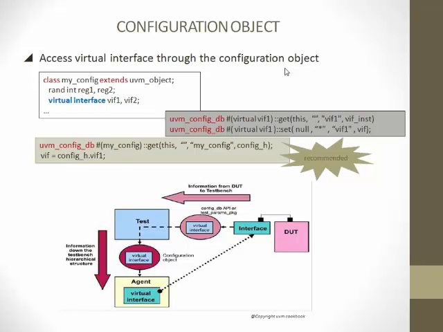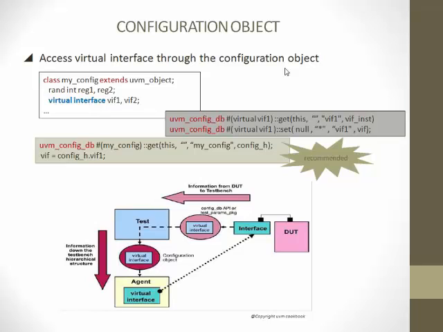So what is the advantage of pushing all the interfaces into the configuration object? The advantage is that, as and when you are accessing the configuration database, definitely there's again a performance overhead.